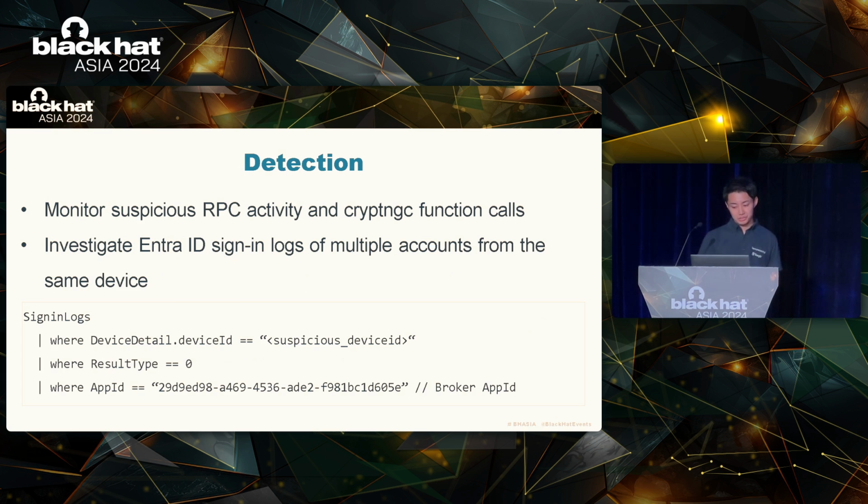And to detect attacks by BadTokenBroker, you should monitor suspicious RPC activity by using the internal function of the Azure AD plugin, and also monitor cryptanalysis and documented API calls. Also, if your corporate device is compromised, it is a good idea to check if the device was used by attackers to bypass the device-based conditional access policy and move laterally between accounts. You can look at the multiple account sign-in logs from your device. Please refer to the KQL query listed here.